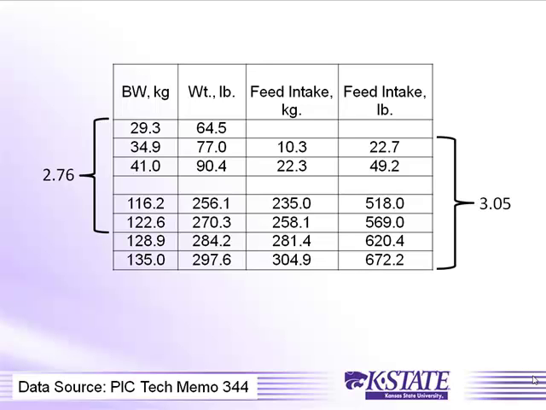We can see this is the same growth curve. If we went 64.5 pounds to 270, we'd have a 2.76 feed efficiency. Here if we took them 77 to 304, or 297, I'm sorry, 304 kilograms of feed, 3.05 feed efficiency. Same exact growth curve, same pig, we're just going to heavier weights. And so you can see this is a case where lower is exactly the same as higher on a body weight basis if we're going on the same growth curve.